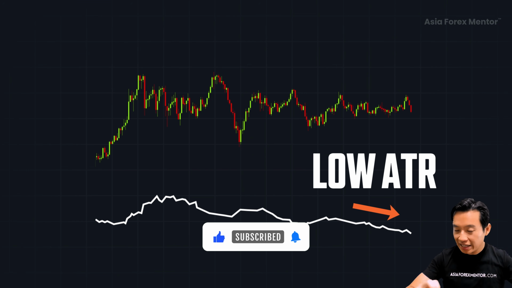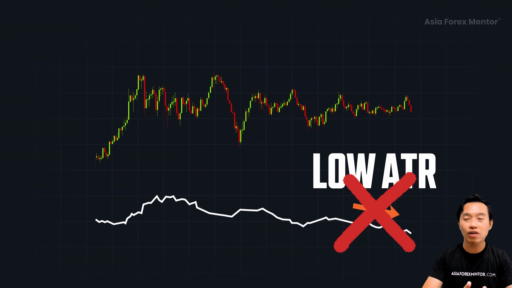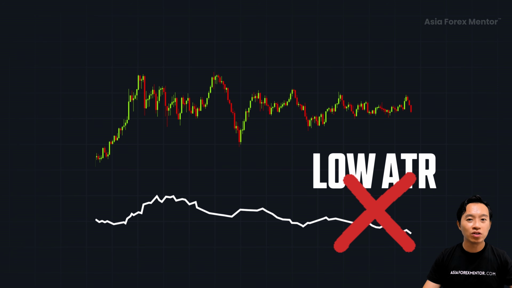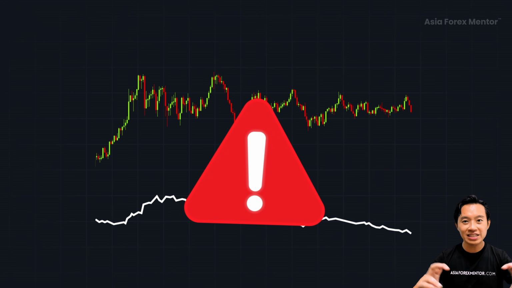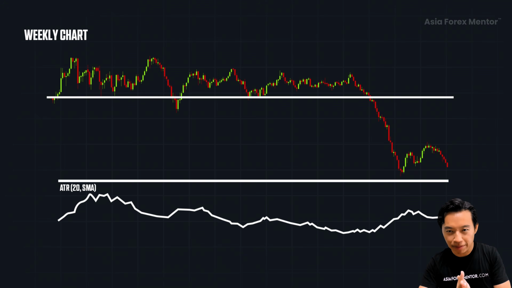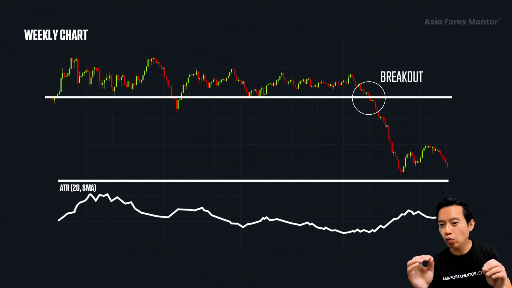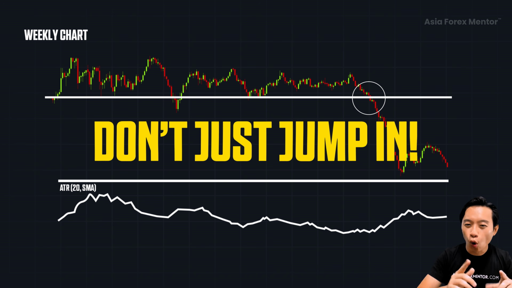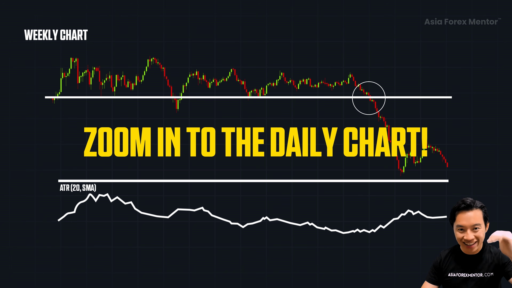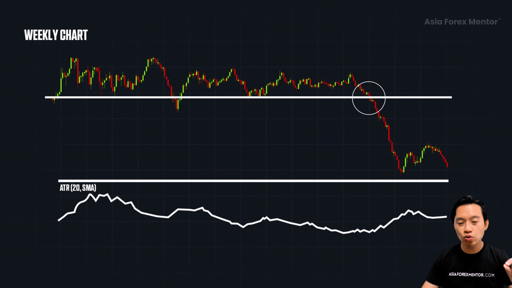So a low ATR is not a signal for you to sit back and relax, thinking the market is not doing anything right now. So no. It is a warning sign that something big is coming. Be ready. For example, when you spot a breakout on the weekly chart, that's good. But don't just jump in. Zoom in to the next time frame downwards, which is the daily time frame. Zoom into the daily chart to fine-tune your entry.